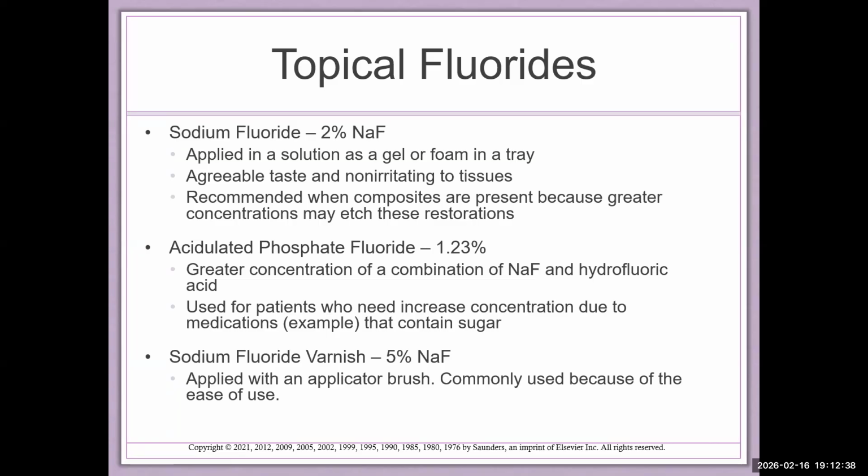Then there's the acidulated phosphate fluoride, 1.23%. It has a greater concentration, a combination of sodium fluoride and hydrofluoric acid. It's used for patients who really need fluoride. So it's used for patients who need increased concentration due to medications that contain sugar. And then we have sodium fluoride varnish, 5%, and that's applied with an applicator brush, and it's commonly used because of how easy it is to use.